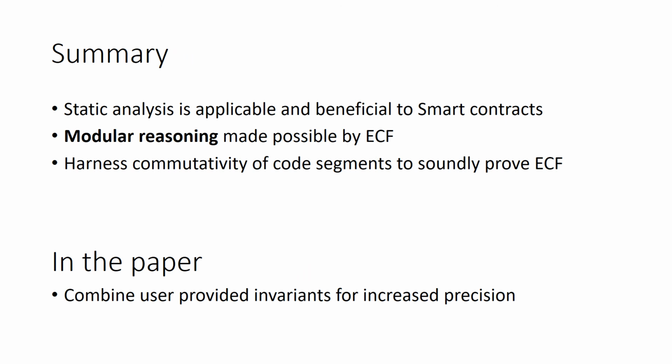To summarize, we found that smart contracts are an interesting domain for static analysis, and ECF can be checked effectively. This means we can apply modular reasoning on contracts that satisfy ECF. We've also shown that commutativity checks on small code segments can be used to prove a complex property such as ECF. In the paper, we also show how the user can help the analysis be much more precise with the special notion of callback invariants, invariants that hold on call nodes.